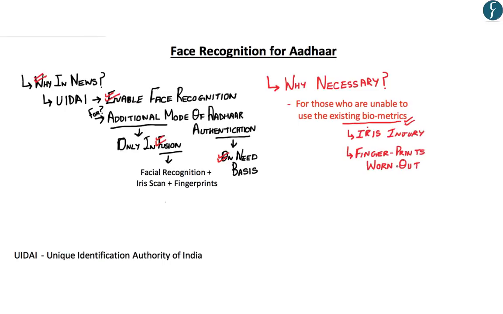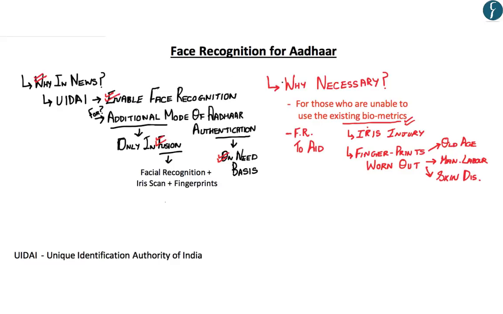As you may have heard, many individuals, because of old age, manual labor, or a skin disease, cannot get their fingerprints recognized by the machine. So, because of this, many individuals who are of old age or are manual laborers were unable to receive benefits of any government schemes or entitlements. But now they can use facial recognition plus one other biometric detail to get their Aadhaar card made.